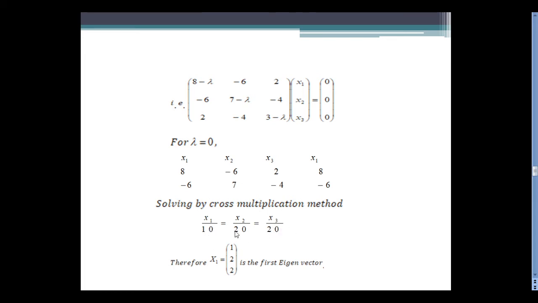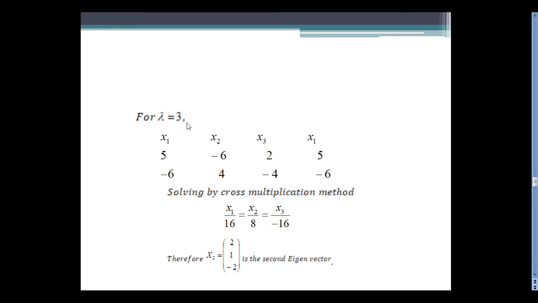So the 10, 20, 30 all three values are divisible by 10. So we get 1, 2, 3 divided by 10, we get 1, 2, 2. So x1 is equal to 1, 2, 2, which is the first eigenvector.